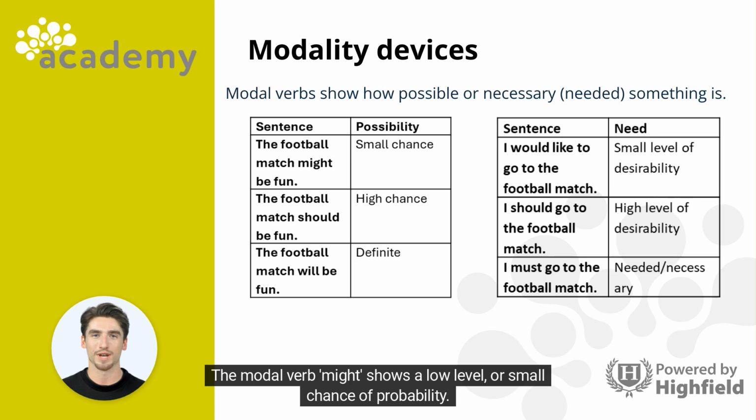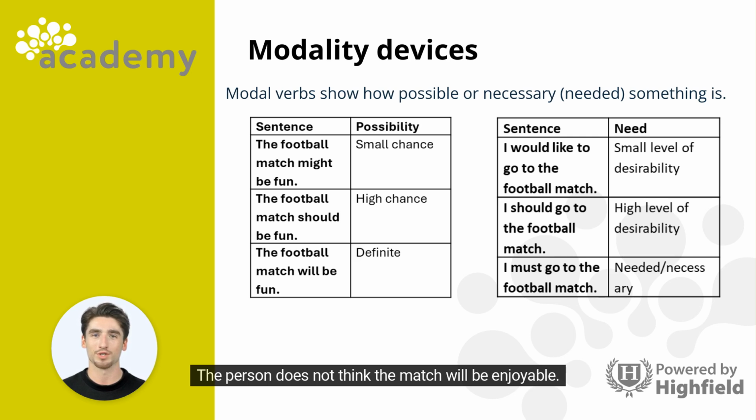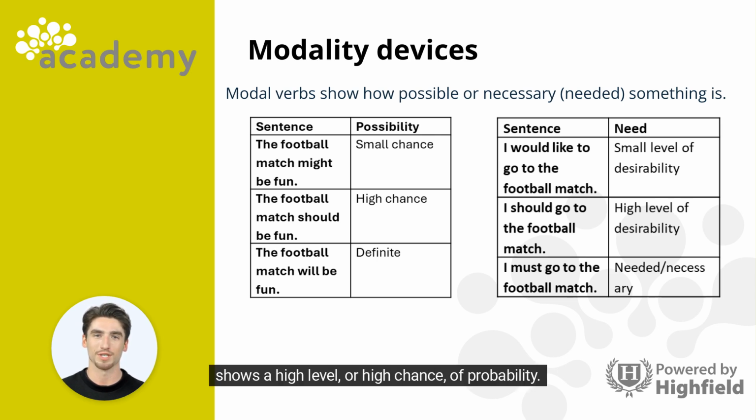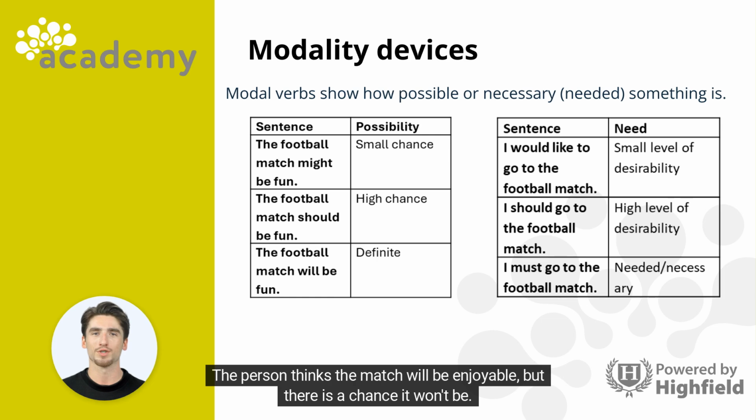The modal verb might shows a low level or small chance of probability. The person does not think the match will be enjoyable. The football match should be fun. Should shows a high level or high chance of probability. The person thinks the match will be enjoyable, but there is a chance it won't be.